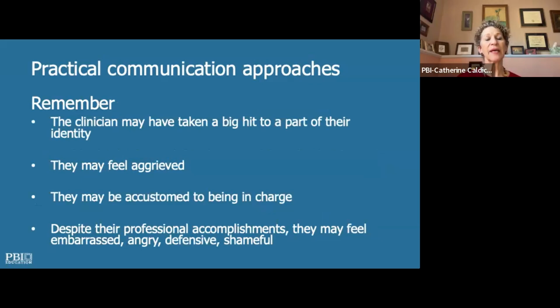Remember, the clinician may have taken a very big hit to an important part of their identity. They may feel aggrieved, they may be accustomed to being in charge, and despite their professional accomplishments, they may feel embarrassed, angry, defensive, and shameful.